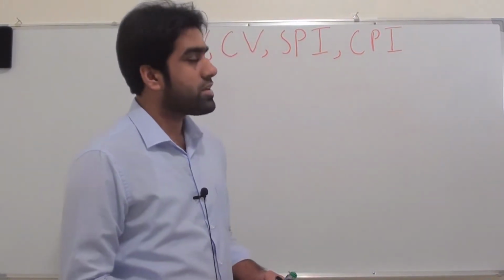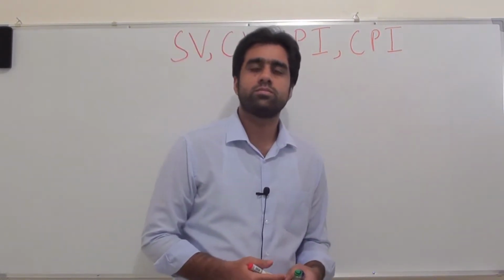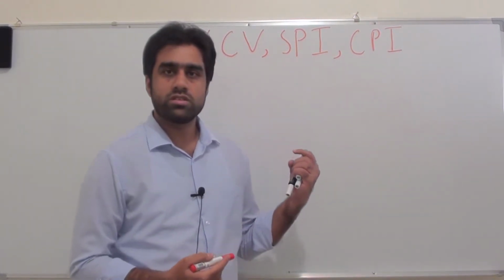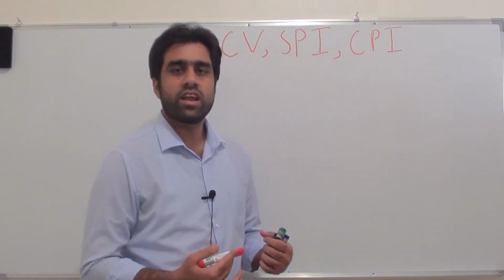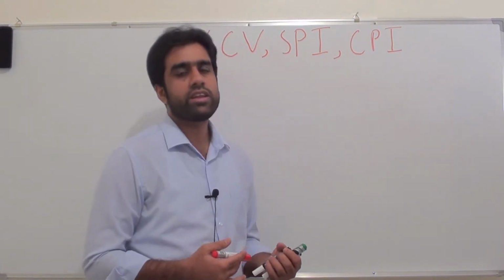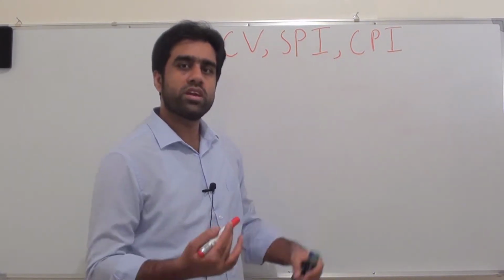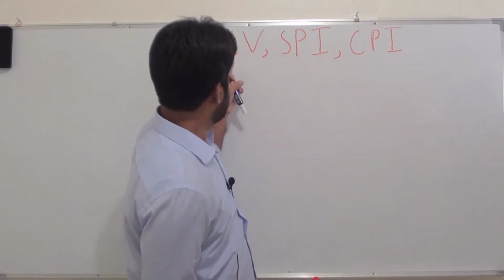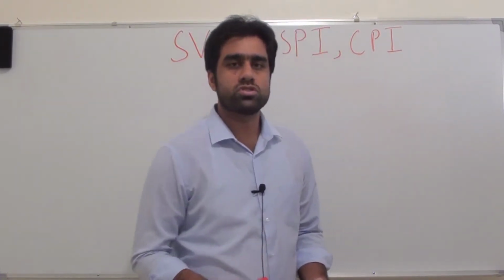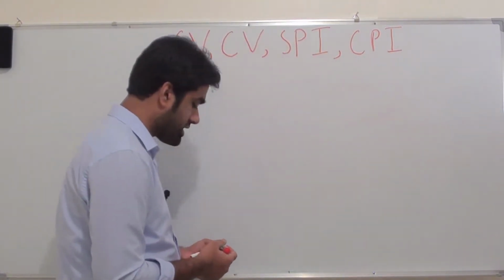If we want to tell our management how we are doing in the project in terms of cost and in terms of schedule, we use these formulas to calculate where we are standing and how we are performing. We use schedule variance and schedule performance index to measure the schedule performance, and cost variance and cost performance index to measure the performance in terms of cost. So let's go into the details of these concepts.